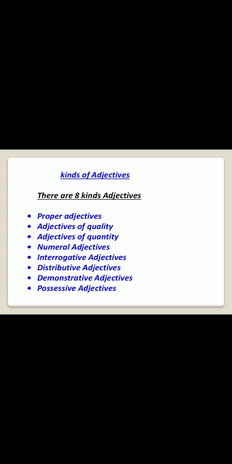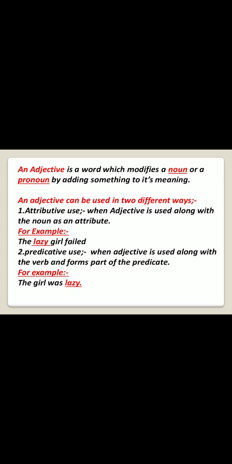Come, let us see the kinds of adjectives. There are 8 kinds of adjectives. How many kinds of adjectives? There are 8 kinds of adjectives. Number 1 proper adjectives, number 2 adjectives of quality, number 3 adjectives of quantity, number 4 numeral adjectives, number 5 interrogative adjectives, number 6 distributive adjectives, number 7 demonstrative adjectives, number 8 possessive adjectives. So dear students, let us see a little bit briefly about these kinds of adjectives.